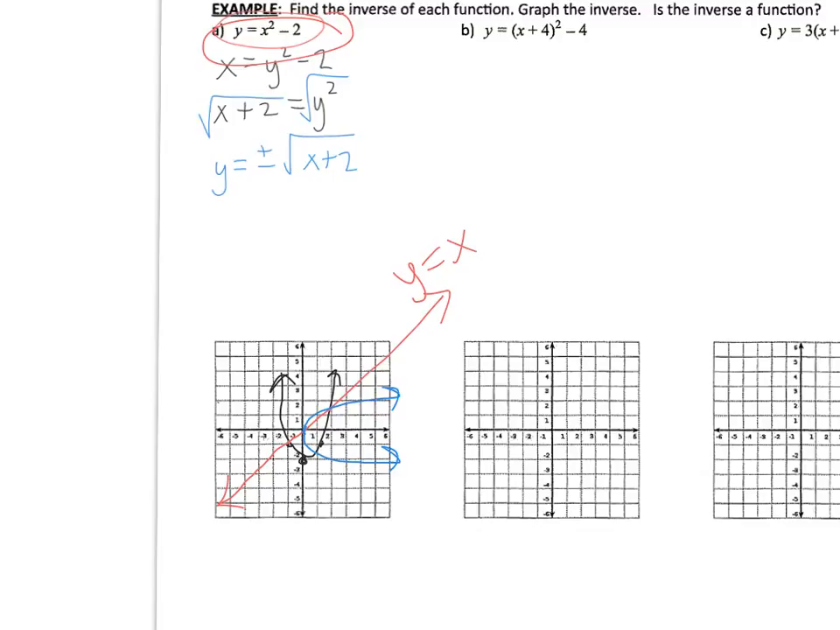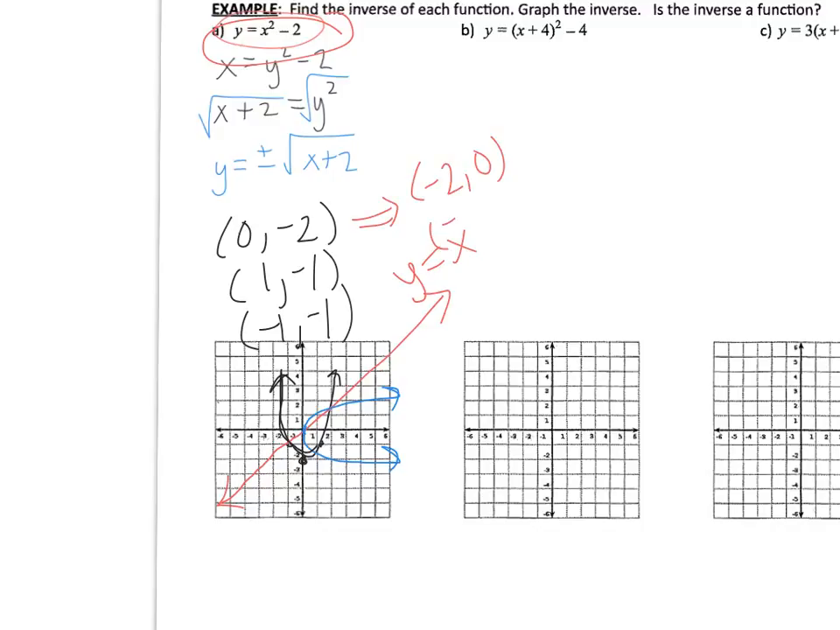Or if you didn't follow that, you could do a whole bunch of different ordered pairs on the original parabola. Let's pretend you had (0, -2), and you plugged in 1 and got (1, -1), and you plugged in -1 and got (-1, -1). So therefore, your inverse is going to be (-2, 0), (-1, 1), and (-1, -1). So you could also flip-flop the ordered pairs.